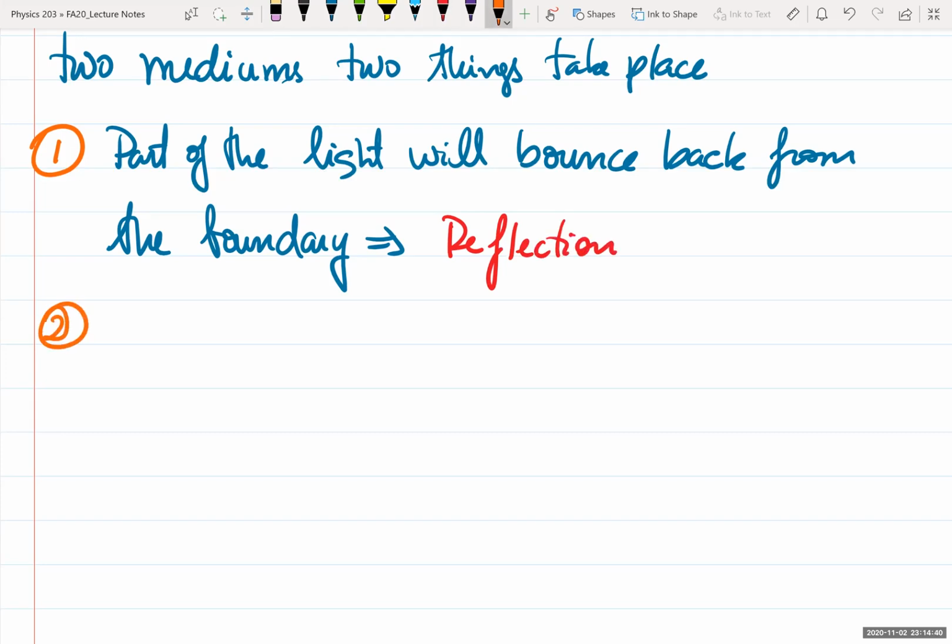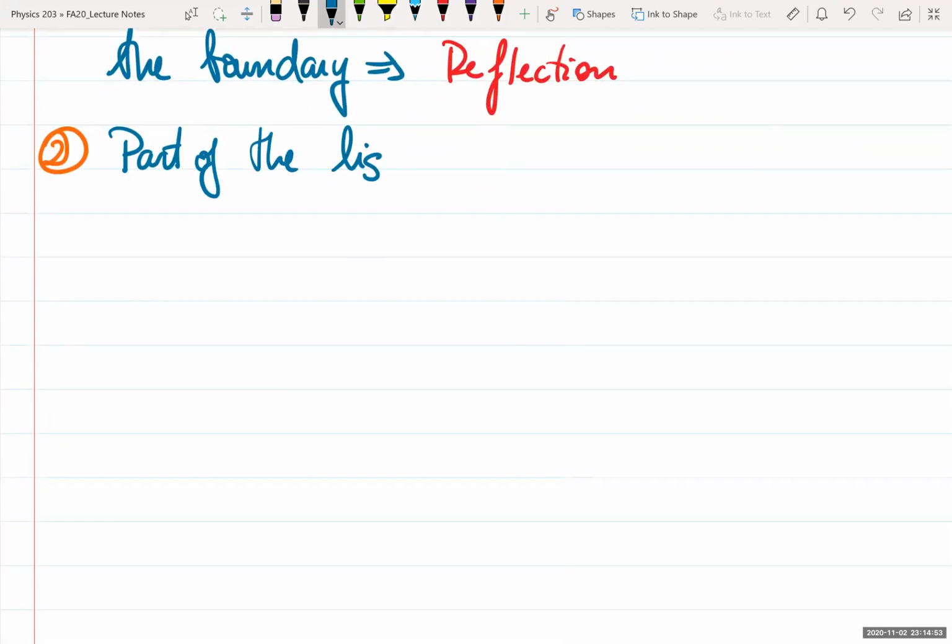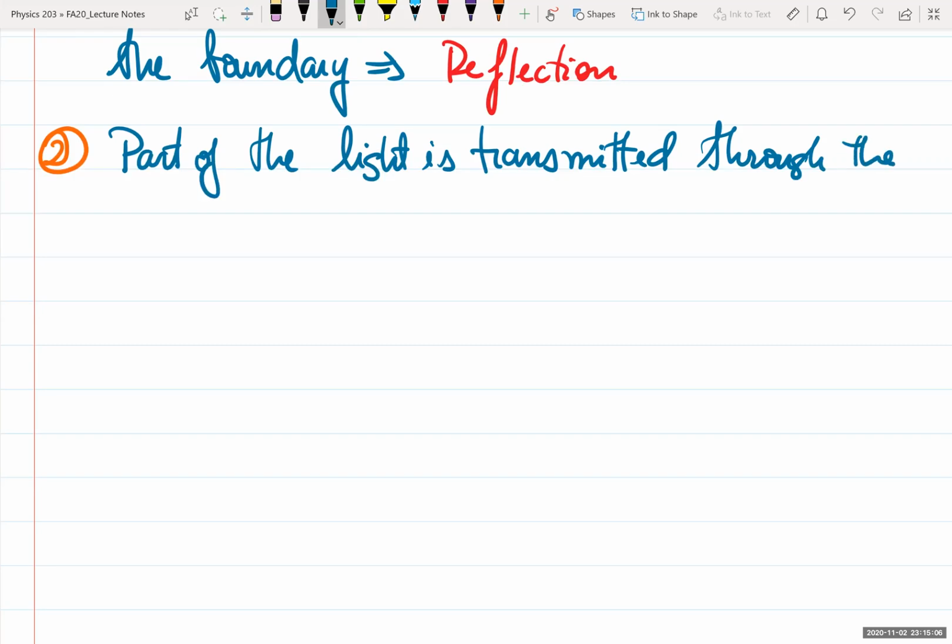Number two, okay, part of the light is transmitted. Part of the light is transmitted through the boundary from the first medium into the second medium.